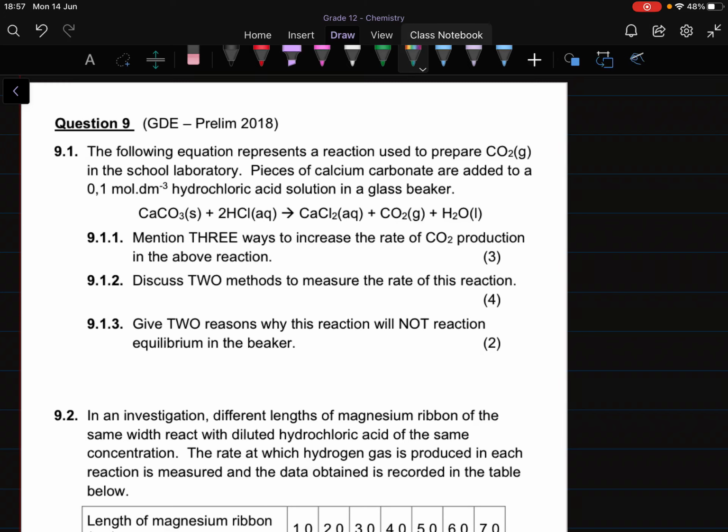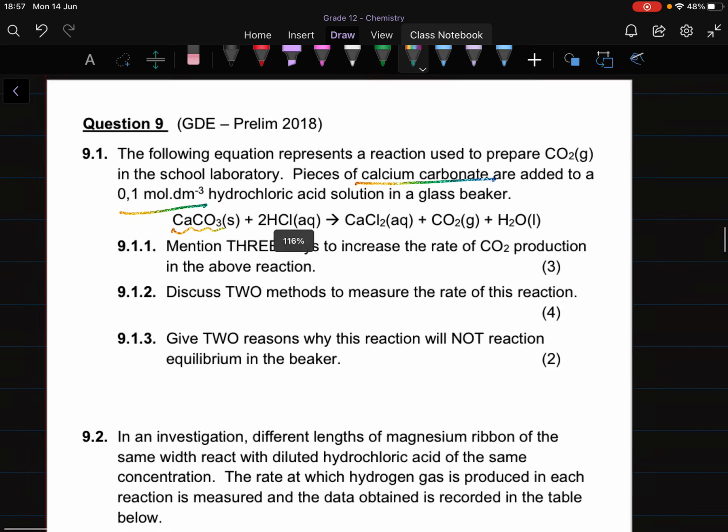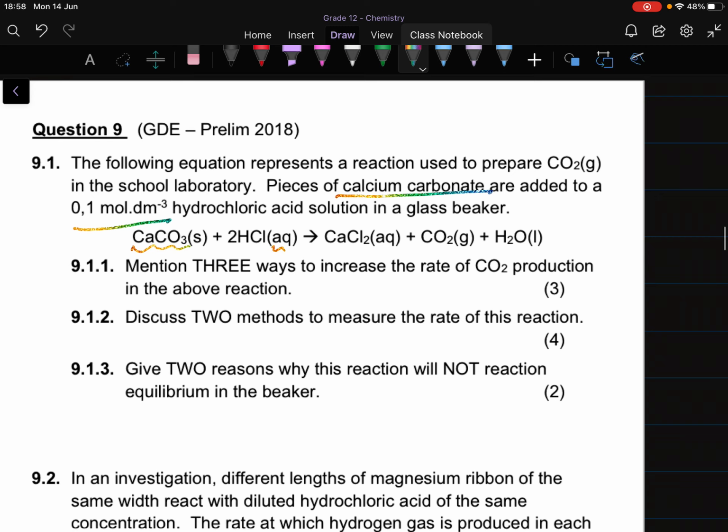So, the following question was taken from the GDE External Prelim, Provincial Prelim from 2018, and it's question 9 on your worksheet. So, here we go. The following equation represents a reaction used to produce CO2 gas in a school laboratory. Pieces of calcium carbonate are added to a 0.1 mole per decimeter cubed hydrochloric acid solution in a glass beaker. So we got calcium carbonate, which is a solid, HCl, which is a solution, and the rest is my product.